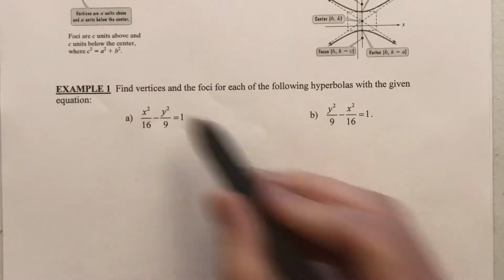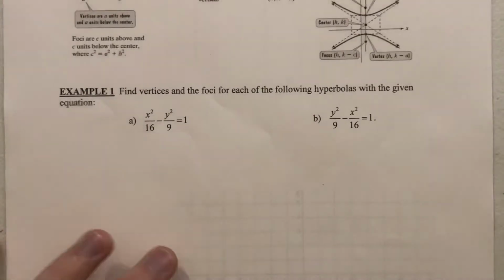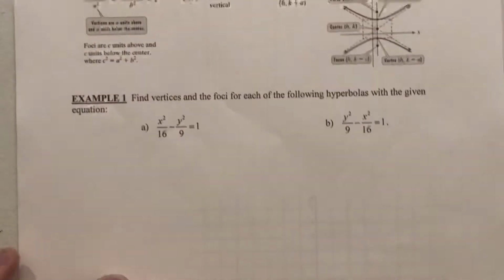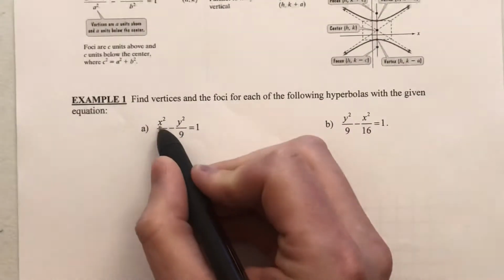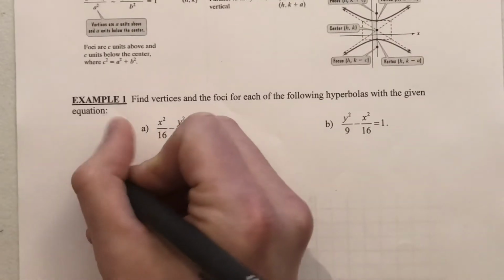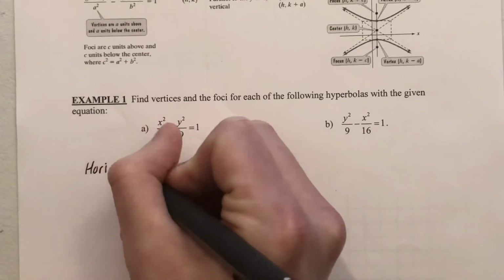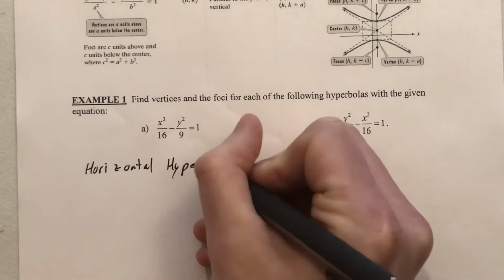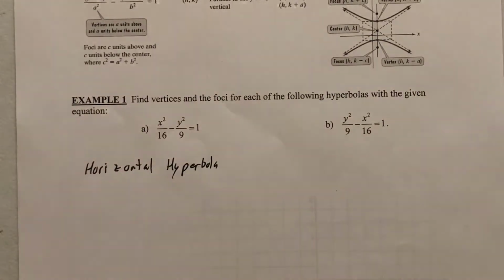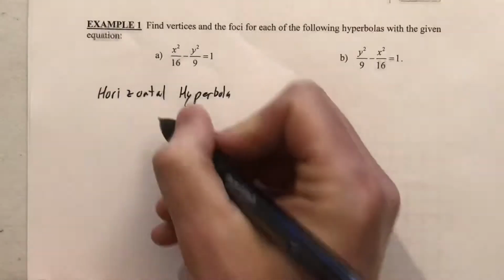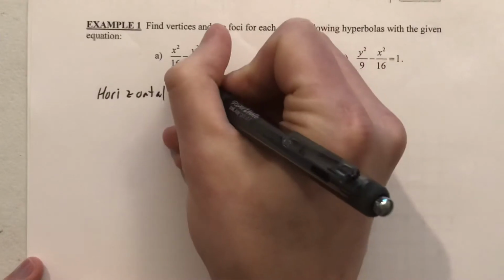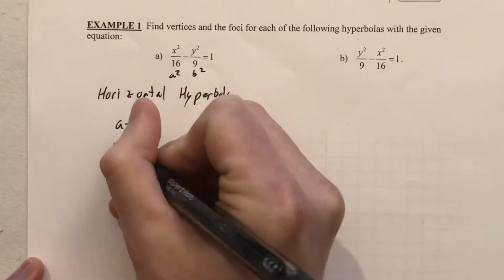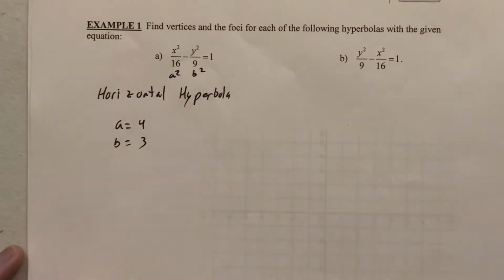Notice there's no adding or subtracting to the x's and y's here. Besides finding the vertices and foci, I'm also going to label this one. With x squared coming first, we would call that a horizontal hyperbola. Understand that means it will open left and right if we were to graph it. But then the a and the b, we're always thinking of a there and b there. So a equals 4 and b equals 3.